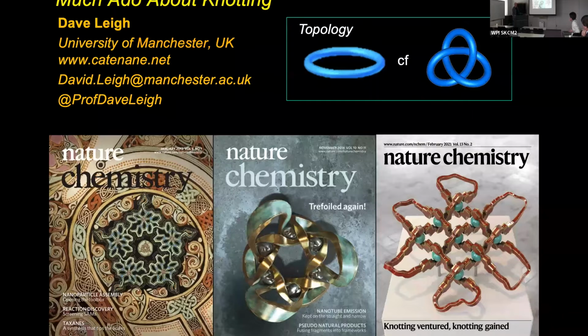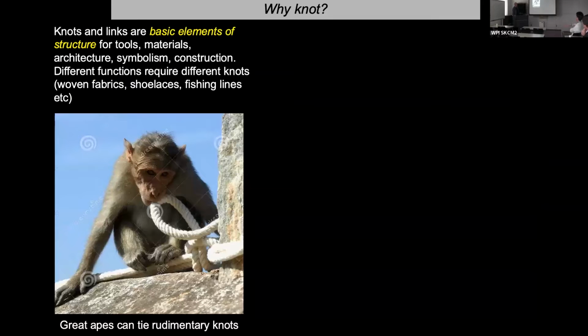So yeah, what I'm going to talk to you about today is molecular knots. And of course, you'll all be familiar with very much the reason why knotting is now interesting. Knots and links are, of course, basic elements of structure in all kinds of tools, materials, symbolism. And we all know that humans are not the only animals to be able to tie knots.